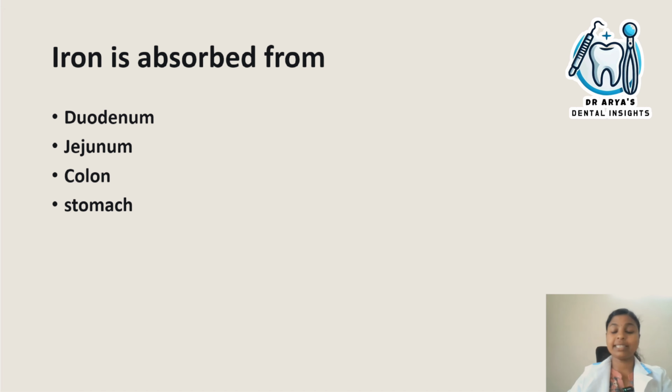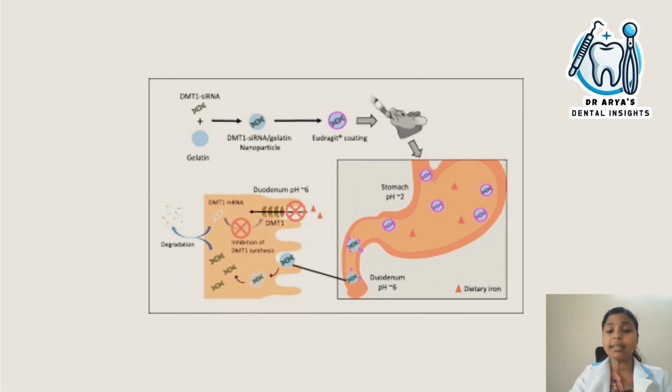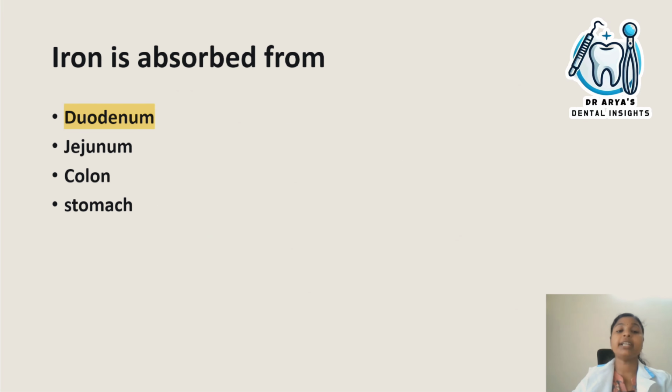So the next question, that is, iron is absorbed from duodenum, jejunum, colon, or stomach. So this is the dietary iron. Okay, here, and this is the duodenum. So the iron is mainly absorbed in the duodenum, and also some upper parts of the jejunum, but primarily in the duodenum. Okay, so iron is absorbed from the duodenum.